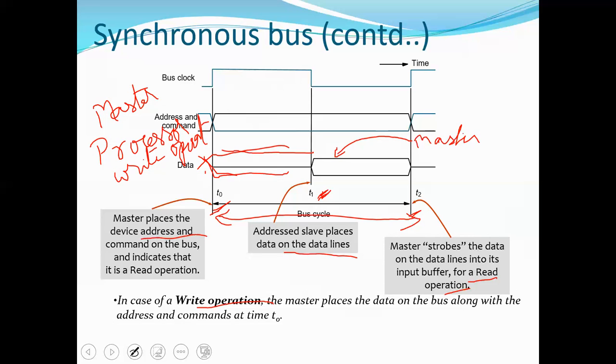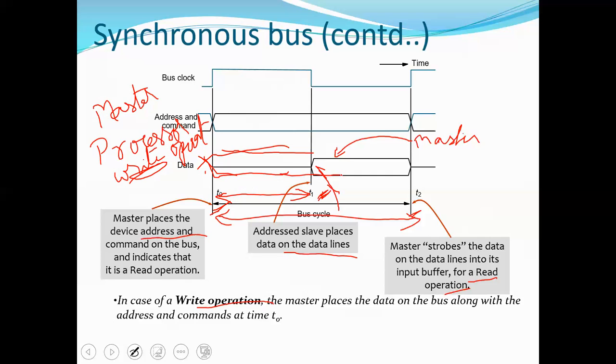Okay, the slave recognizes it during t naught to t1. It recognizes who the slave device is, and the slave device comes to know that it has to read the data from the data bus. Okay, it is the write operation from the processor which is going on. So the data is written to the device, that is a monitor or the printer. So the printer or monitor must read the data from the data bus, which is already put.